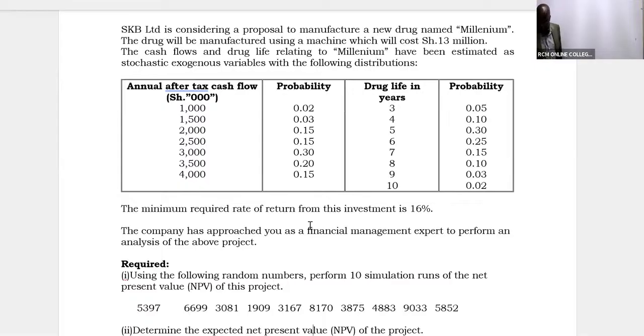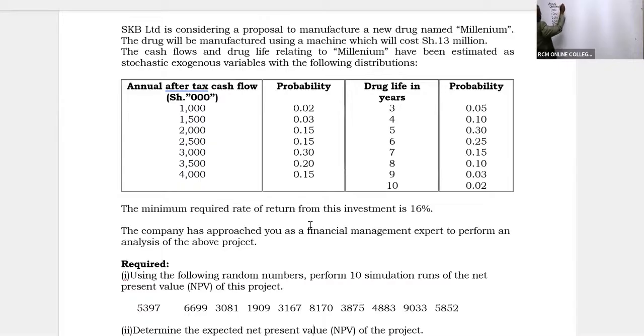So, ladies and gentlemen, what I will do here. First of all, you write down the variables. So the variables, we have in this case the annual cash flows. Write them down. So annual cash flows, I can see 1,000, 1,500, 2,000, 2,500, sorry, 3,000, 3,500, and then we have 4,000.